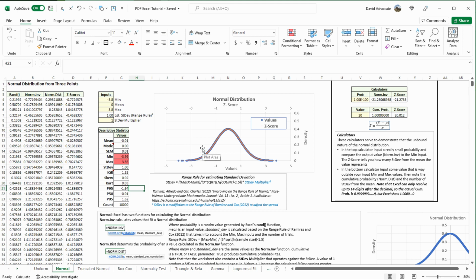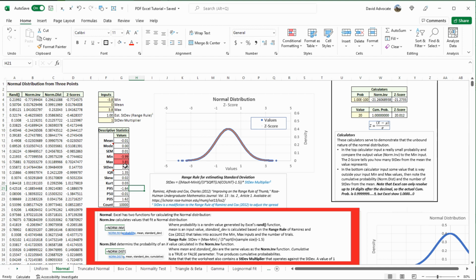In the chart here, I've used the 3-point method with the inputs of the min, the mean, and the max, and I've estimated the standard deviation using the range rule. And if we look at the descriptive statistics of our 10,000 trials, it shows that the standard deviation is 1. This is the case for the standard normal distribution, which by definition has a mean of 0 and a standard deviation of 1.